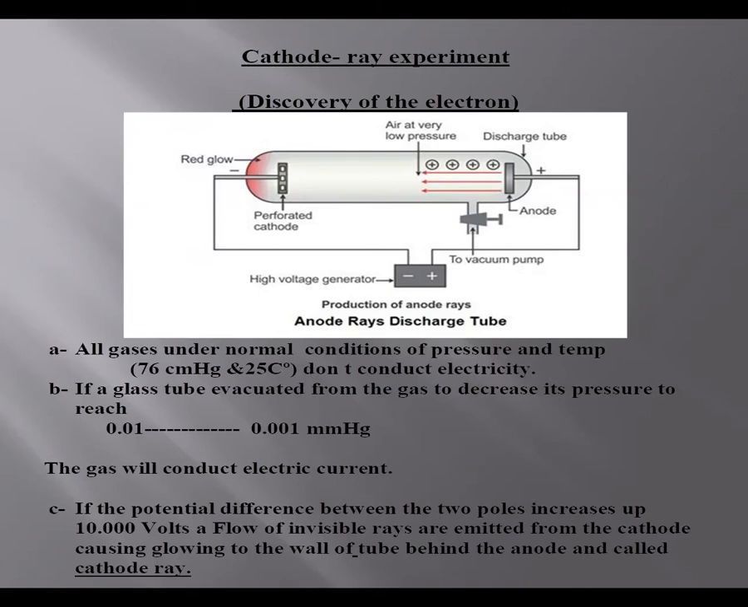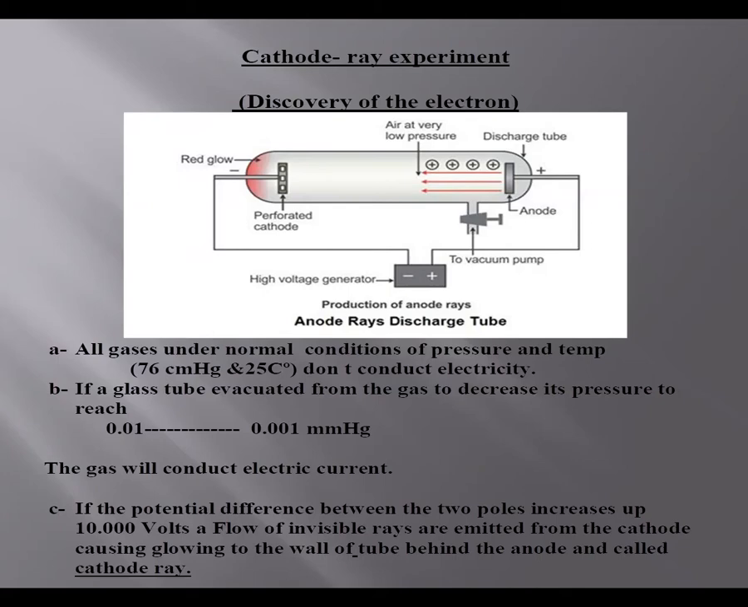After that, we have the Cathode Ray Experiment, and this led to the discovery of electrons. But we all know that all gases under normal conditions of pressure and temperature do not conduct electricity; they are electric insulators. But if the glass tube is evacuated of gas to decrease its pressure to reach 0.012 to 0.001 millimeter mercury, this gas becomes a good conductor of electricity.